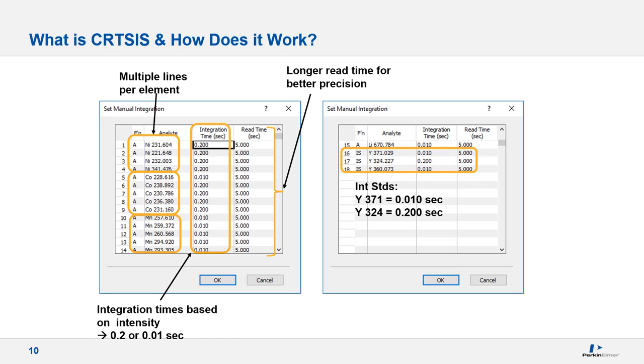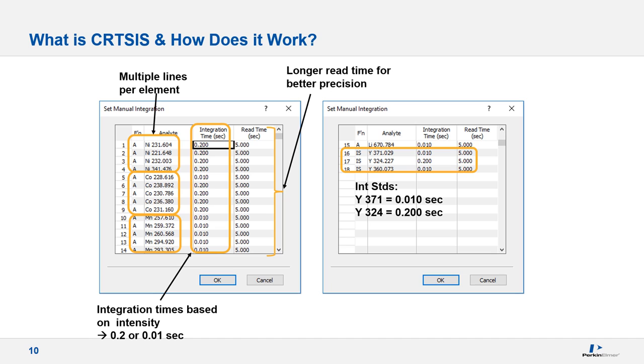In this example, yttrium-371 has an integration time of 0.01 seconds, so it will be paired with the analytes that have this integration time, cobalt-228 and all of the manganese lines. Likewise, yttrium-324 has an integration time of 0.2 seconds, so it will be paired with the analytes that use this integration time, all of the nickel lines and most of the cobalt lines.